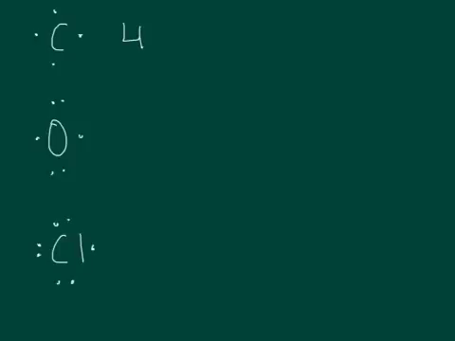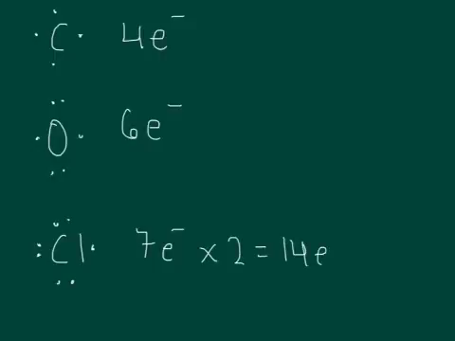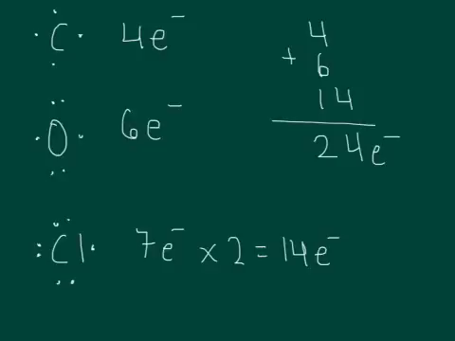Alright, so we're going to transfer the number of valence electrons next to each of the Lewis dot structures of the individual elements. And in our chemical formula, we have 2 chlorine, so we're going to multiply that by 2, and we have 14 electrons. So now we're going to add all the valence electrons together, and we get 24 electrons total.